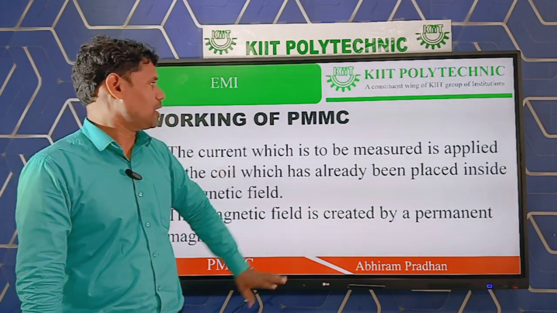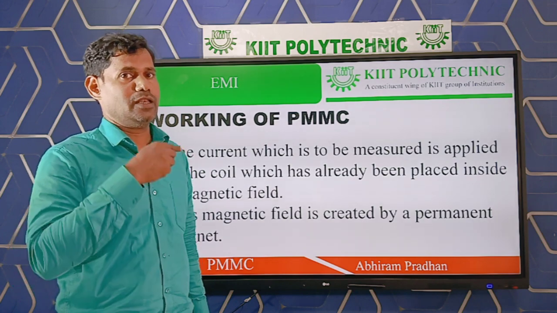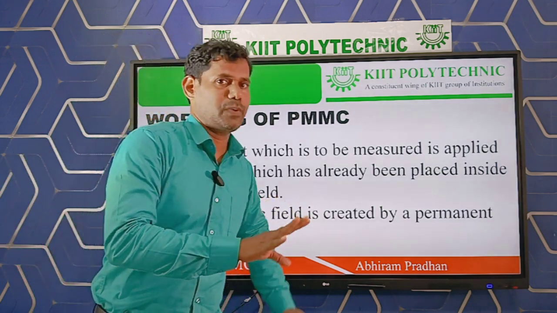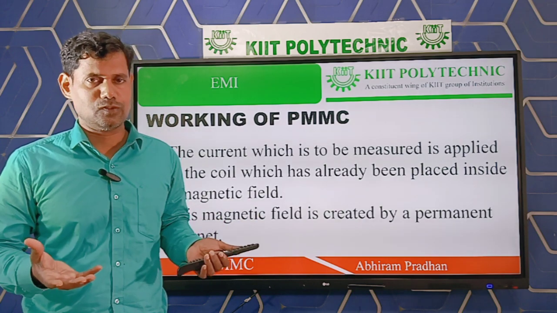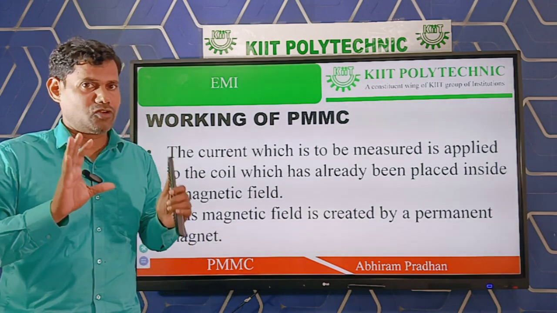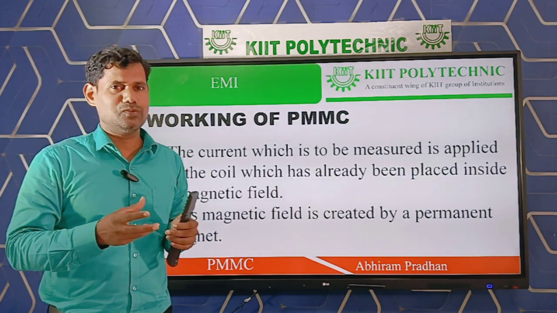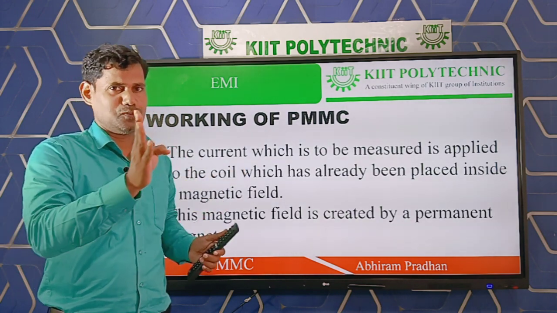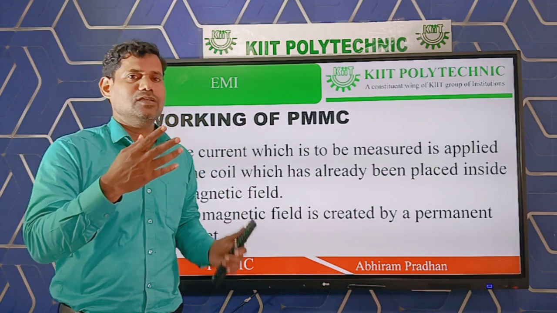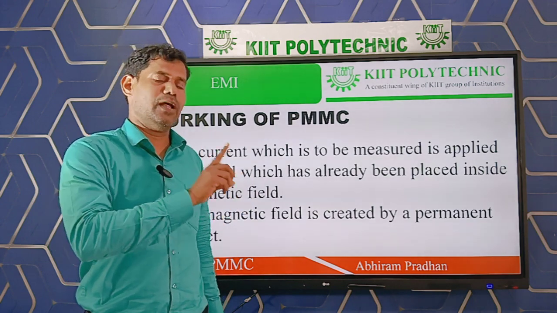The current which is to be measured is given to the input side, and it goes to the coil. When the coil carries that current, it experiences a mechanical force due to the presence of a magnetic field, and that's why the coil moves. This is the main crux of how the pointer indicates the current. Current goes, the coil experiences a force and moves, and the coil is connected to the pointer, so the pointer moves. When the pointer moves over the calibrated scale, its position indicates the value of the current applied at the input side.